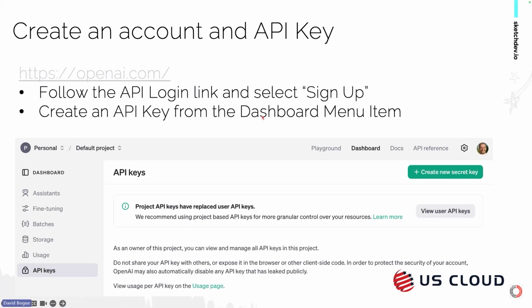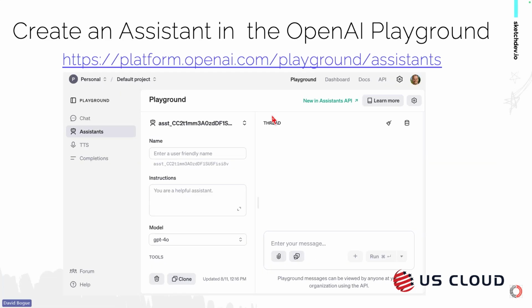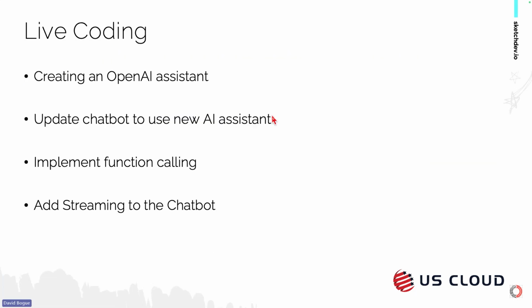So let's see how to do this in code. We've created the assistant. I showed you how to use it in the playground. We're just going to go through some live coding now where we actually create an assistant using code and the APIs. We're going to update a little chatbot to use this new AI assistant that we have. Then I'll show you how to implement function calling, and then I'll show you an example of using streaming, and we'll talk about that in a minute.